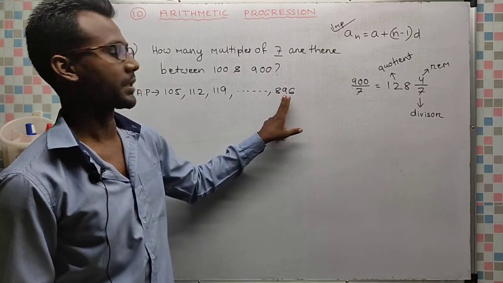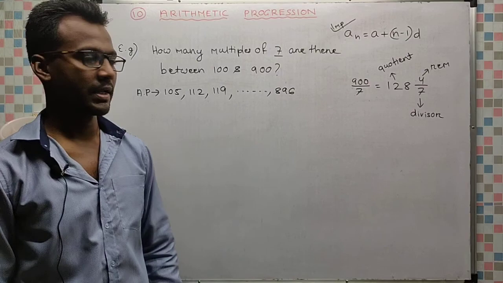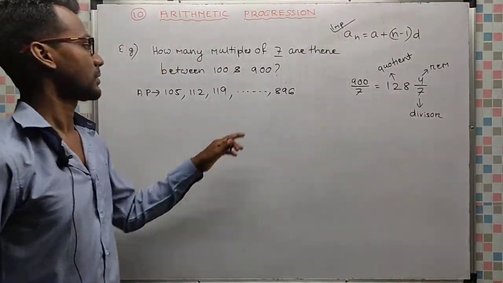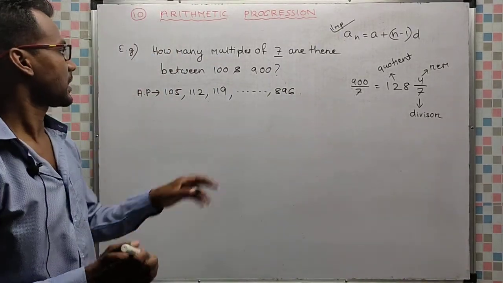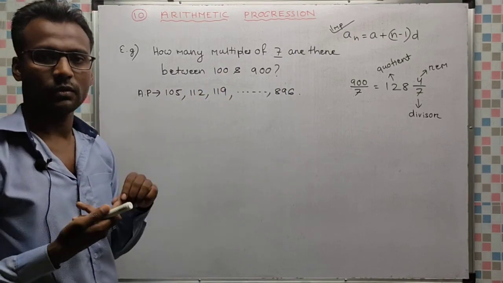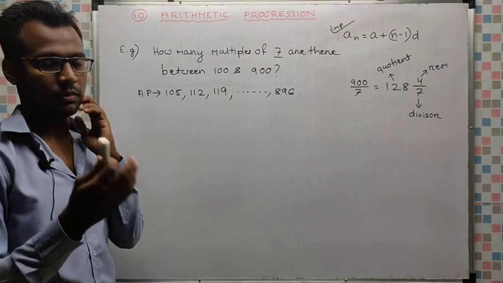You can check that it is divisible by 7: 7 into 128 gives the number. So this is the last term of the AP. See here, since 100 was a very small number, I could find the first multiple of 7 just above 100 directly.